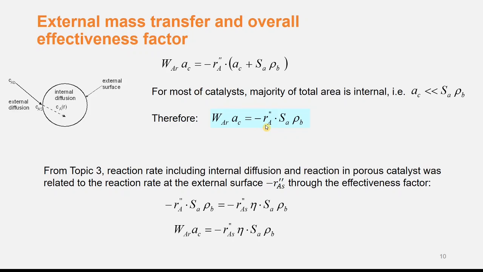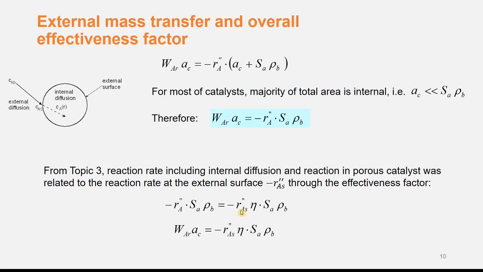Remember that this depends on the radial position in the catalyst pellet, but we can introduce this dependence through the effectiveness factor. In topic 3, we saw that the overall rate throughout the pellet is related to the rate at the surface conditions through the effectiveness factor. So negative R_A double prime is equal to negative eta, our effectiveness factor, times R_AS double prime. So this is the rate at the surface of the catalyst.